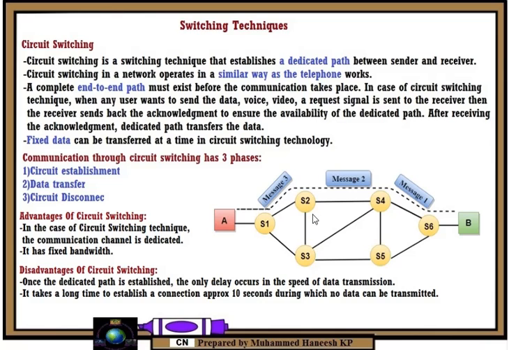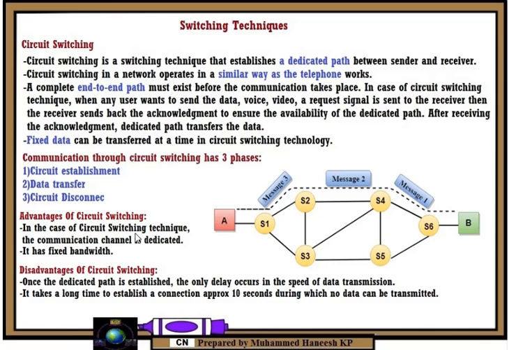Communication through circuit switching has three phases. First one, circuit establishment, that is here is the circuit. Then data transfer, the message, and circuit disconnect. After sending data, we need to close the circuit.